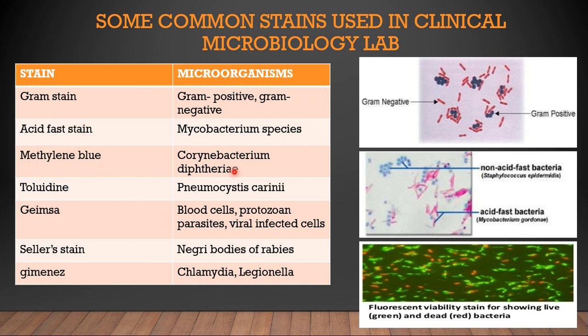Then coming to methylene blue, which is used to stain Corynebacterium, toluidine blue for Pneumocystis, and then Giemsa is mainly used for parasites, blood cells, and protozoa. And here you can see the fluorescent microscope screen where you can see the microorganisms, showing live in green and the dead bacteria. Then Zeihl-Neelsen is mainly used for chlamydia and legionella. So these are the different types of stains used to identify the different types of microorganisms.